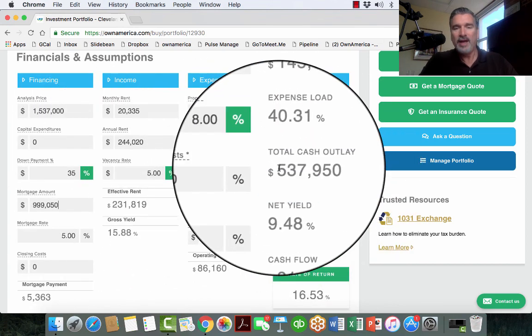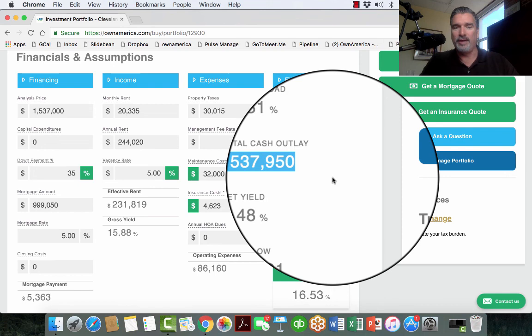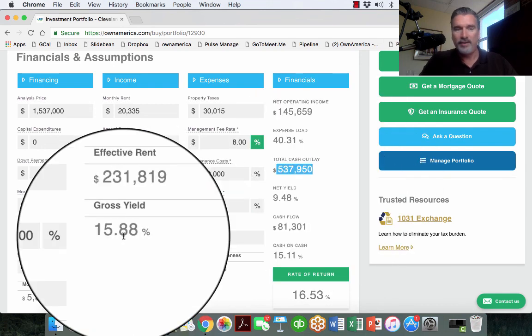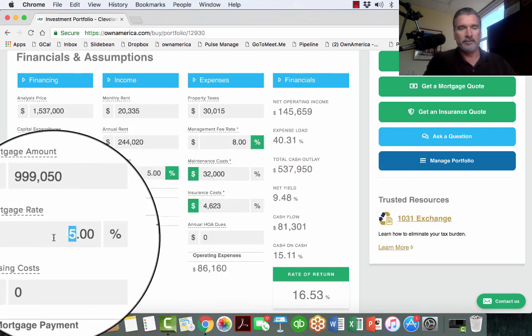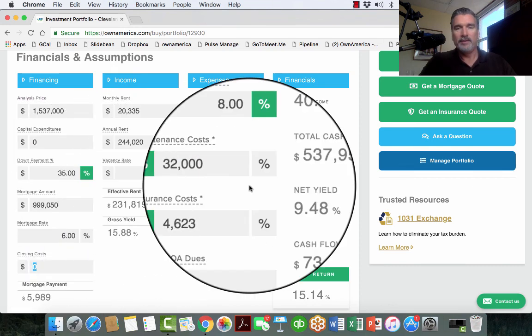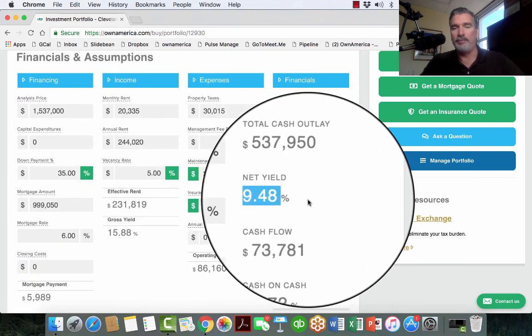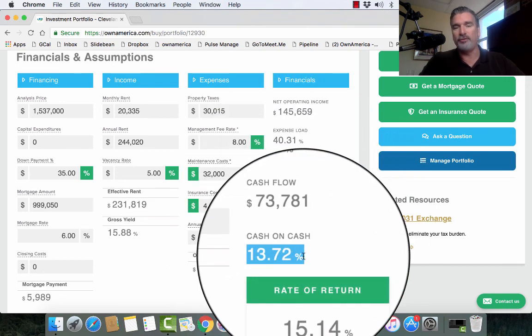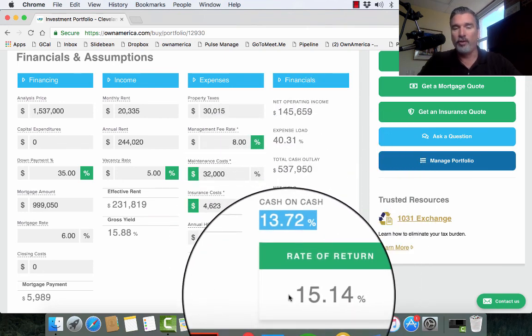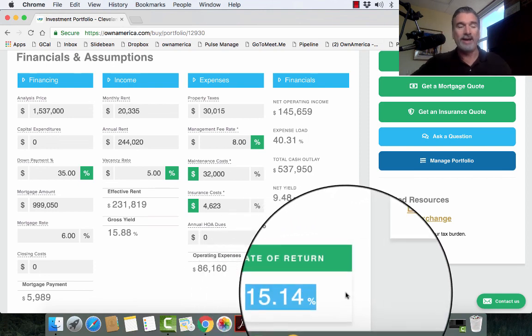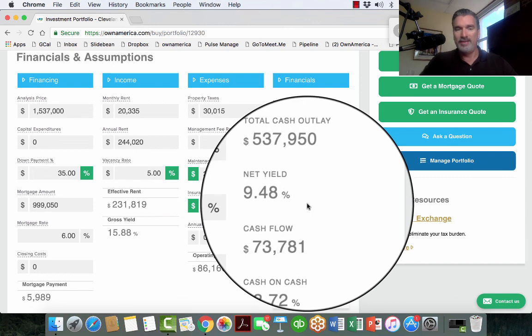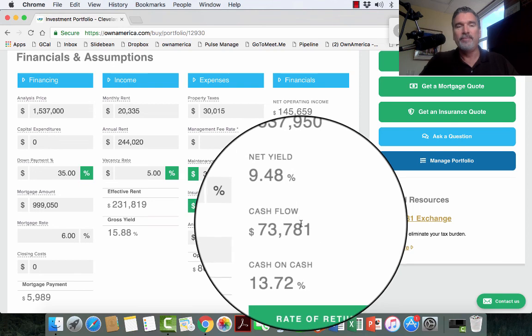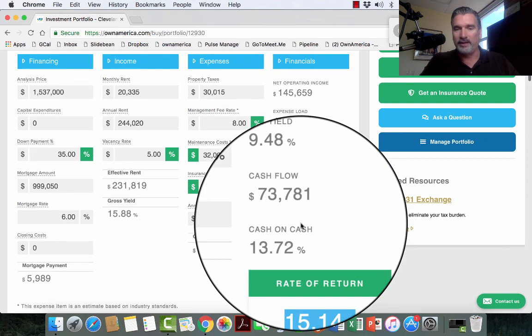And what I see now is that I've only outlaid $538,000 in cash to buy this now. I'm going to put a 6% loan on that. Now I still have my 9.48% net yield. That wouldn't change based on the debt, but now my cash on cash return is 13.72. And my overall rate of return is 15.14. Why? Because I'm borrowing at 6% and I'm yielding 9%. And that spread between yields and cost of capital is really, really favorable in a market like Cleveland.